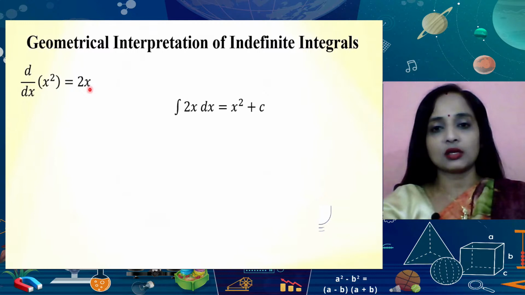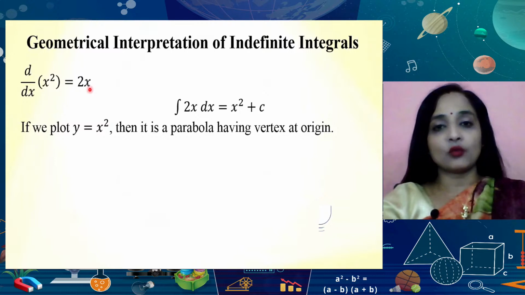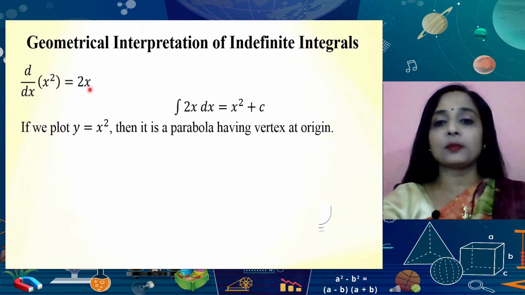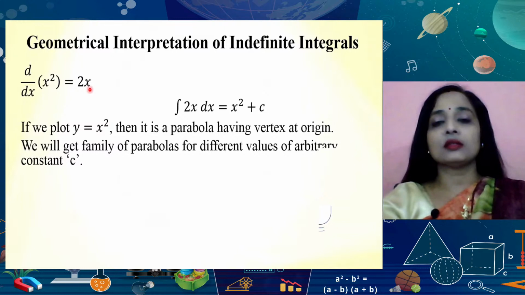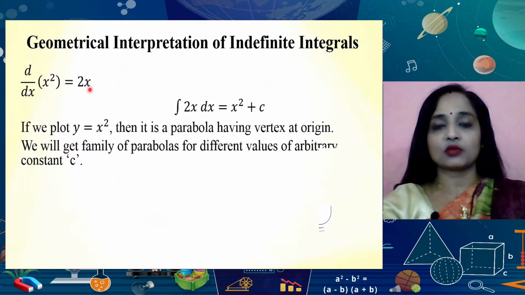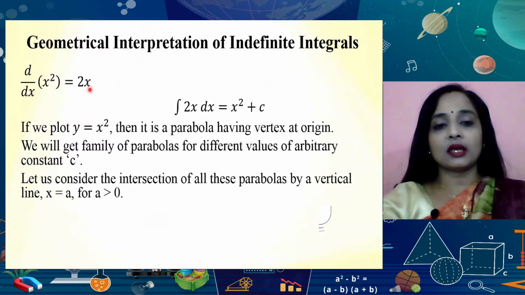So now if we plot y is equal to x square, then what does it become? It's going to give you one parabola which has its vertex at the origin. If you plot different values of this antiderivative, it means C will take different values: 0, plus 1, plus 2, plus 3, minus 1, minus 2, minus 3. That means you are going to get different parabolas, and all these parabolas are named a family of parabolas, and they represent different values of C along with x square.